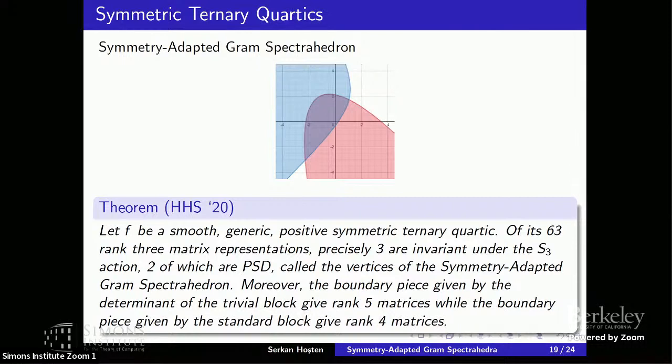There's a very beautiful algebraic geometry behind this. But when you do the symmetric case, only 3 of them can survive. They could be complex, and 2 of them are PSD. Those are those intersection points, those are the vertices you see there. Those 2.